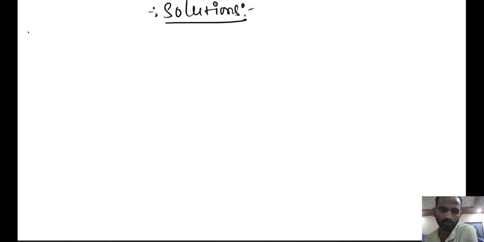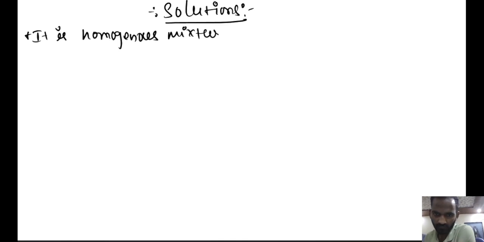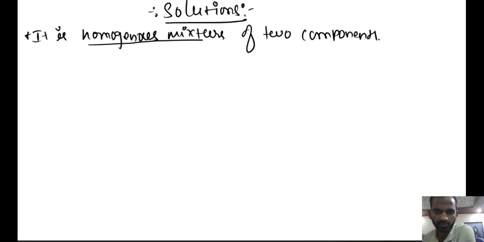In this chapter we are going to learn about liquid solutions. Before going to the topic, we will start with the definition of the solution. What is the meaning of solution here first? It is a homogeneous mixture of two components. So what is the meaning of homogeneous mixture here?